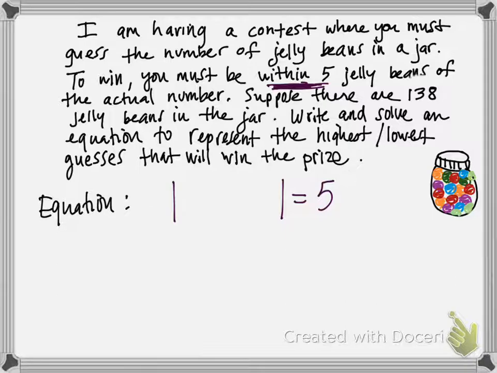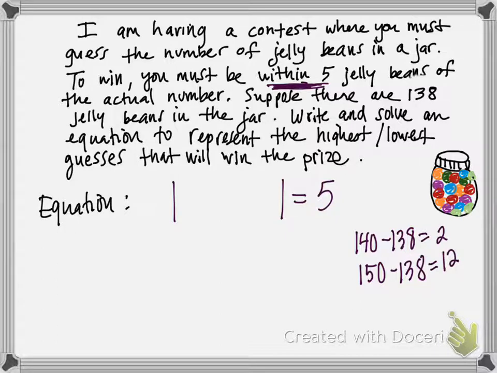Let's throw in some guesses. So say if someone guessed 140, would that win? Well, in order to figure that out, I would just subtract the actual amount, which is 138, and I would say, yeah, they won because 2 is within 5, right? And what if someone guesses 150? Well, I would have to subtract 150 from the actual amount and see if it's within 5, and the answer is no. That would be 12.